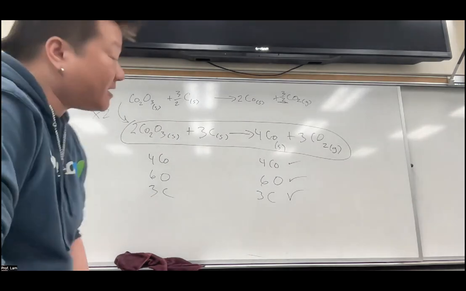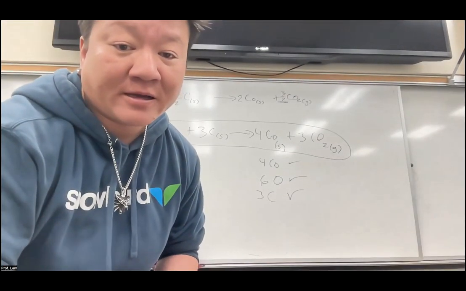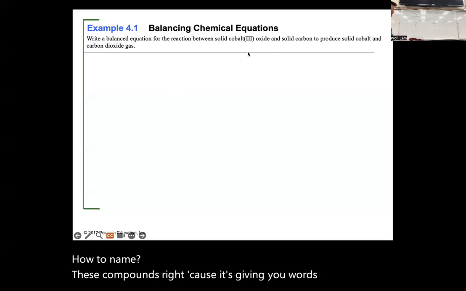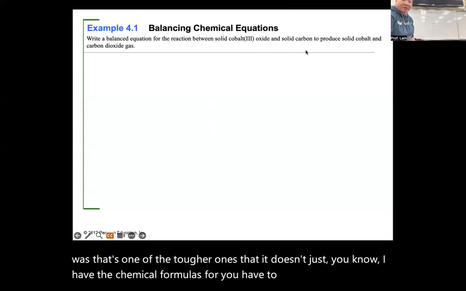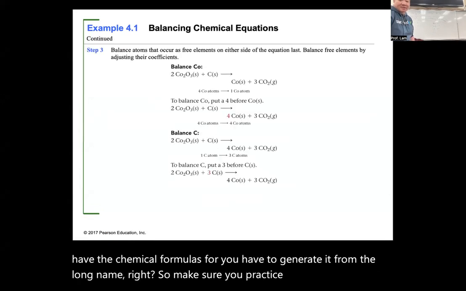All right, so the key thing here in this problem is you guys got to know how to name these compounds, because it's giving you words now. That's one of the tougher ones, where it doesn't just have the chemical formulas for you. You have to generate it from the long name. So make sure you practice that. Okay, let's keep on going.